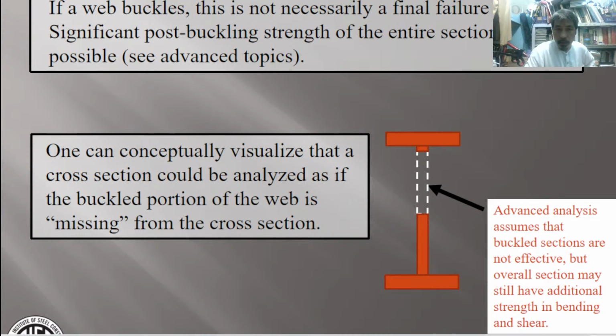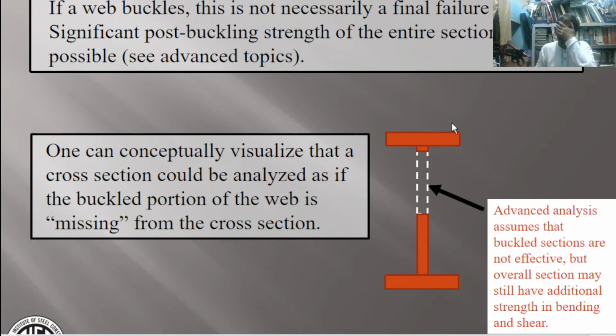So if a web buckles, this is not necessarily a final failure mode for web buckling. A significant post-buckling strength of the intersection may be possible. That is for web buckling, particularly local web buckling. Not yet. We can still use the structure. One can conceptually visualize that a cross-section could be analyzed as if the buckled portion of the web is missing. So we can still analyze. Analysis part. We are not going to design it this way, but we can analyze it this way.